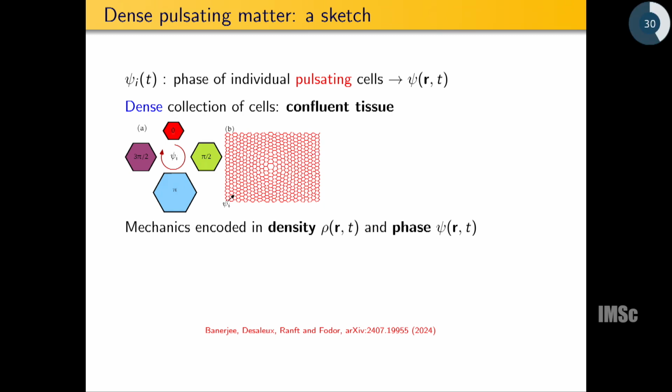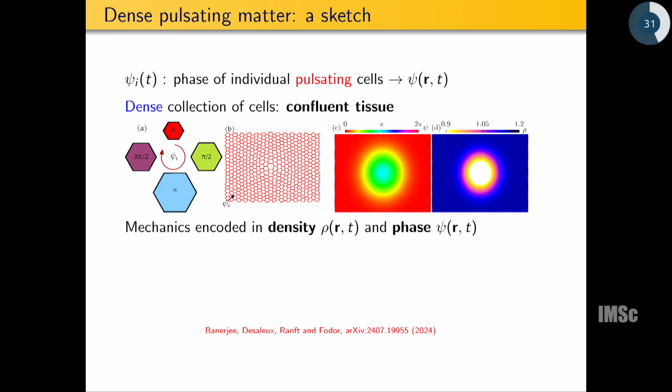Now the mechanics of this entire system is encoded in the density field and the phase field. If you want to look at this same picture as a continuum picture, you would look at it in terms of a phase field and a density field, and this is a rough representation of the same thing, where a low density means smaller particles would correspond to a lower density. That's how you should read these kinds of maps. Any questions so far on this?